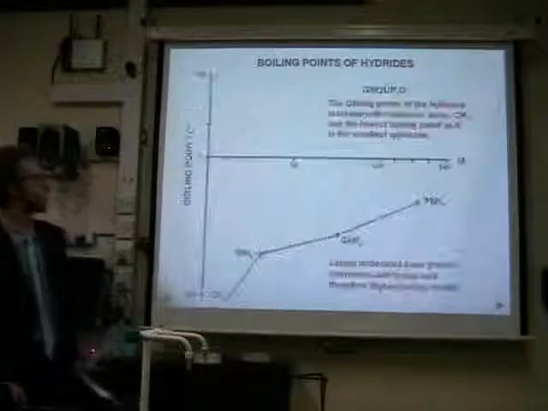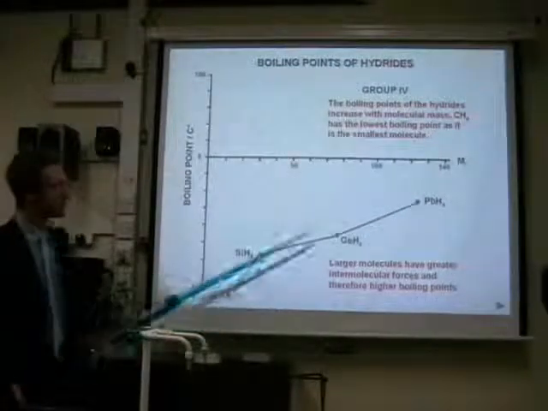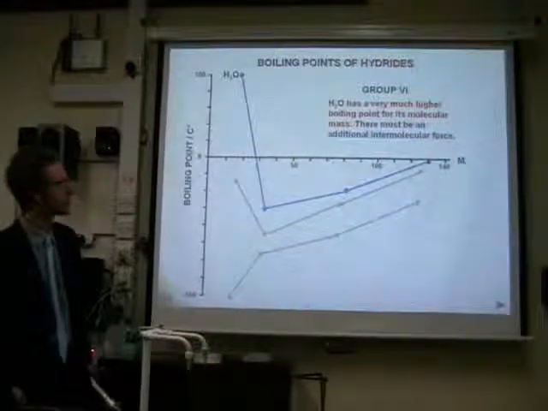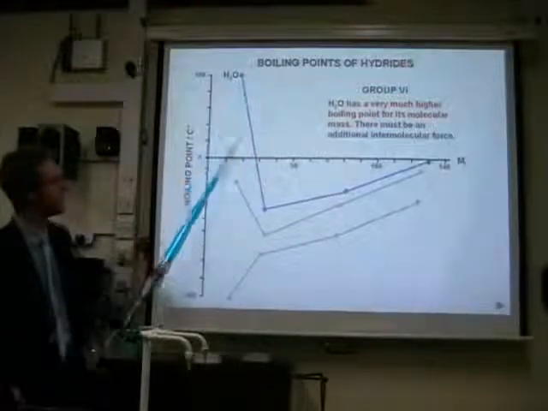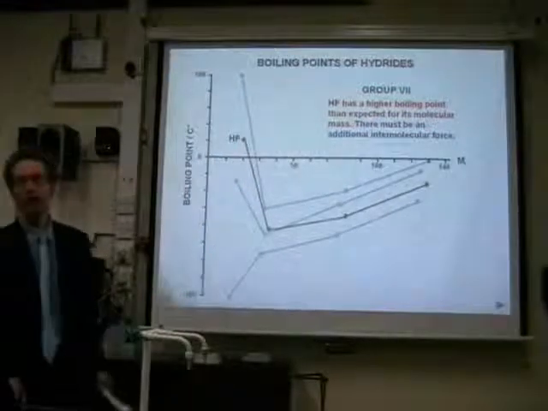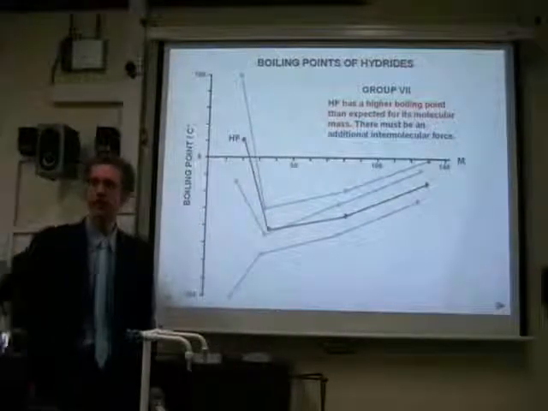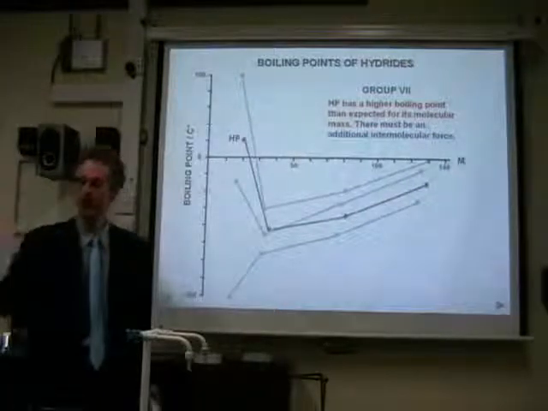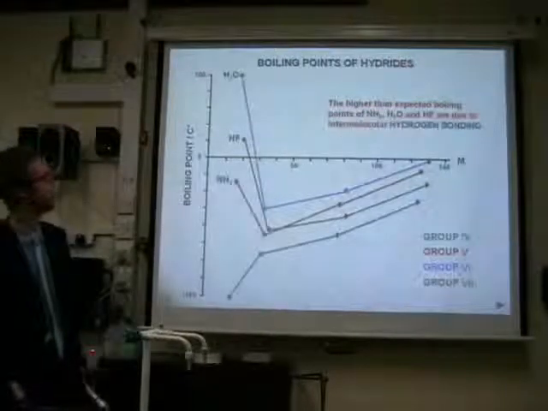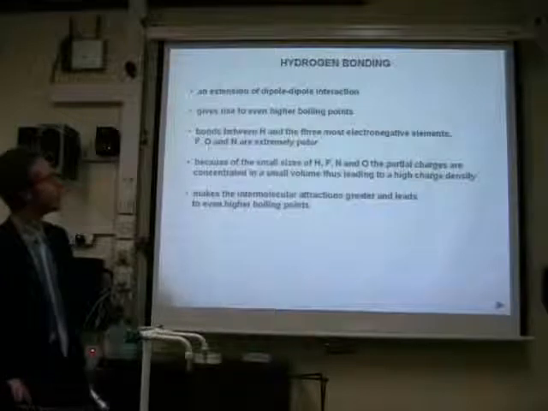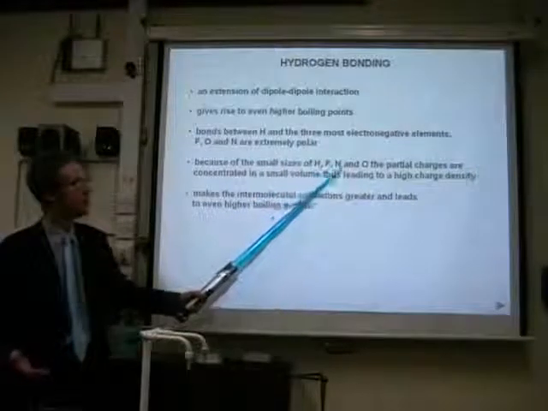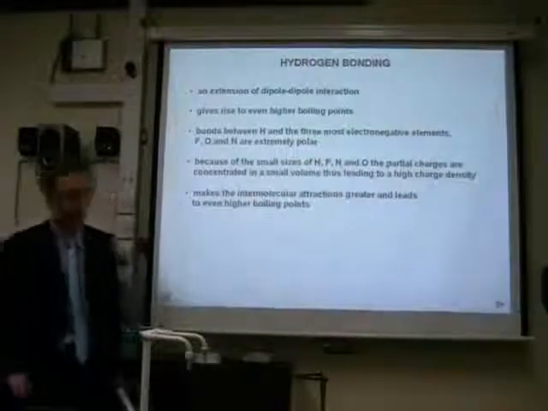Hydrogen bonding. Okay? So here's my graph for the group 4 hydrides. There it is for group 5 hydrides, and there it is for group 6 hydrides. And it clearly shows that these two here are out of whack, and there's the HF. Okay? These three all have hydrogen bonding. For hydrogen bonding to take place, you need oxygen, nitrogen or fluorine attached to a hydrogen and a lone pair. Okay? So, it's basically an extension of dipole-dipole interaction, okay? But it's to do with the fact that these three, F, N and O, are very small.